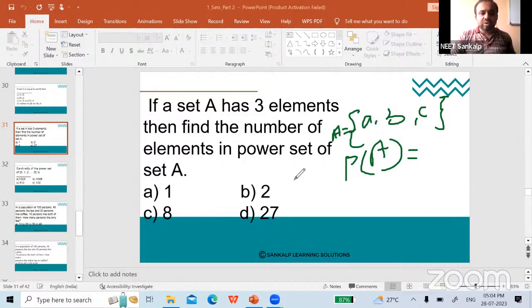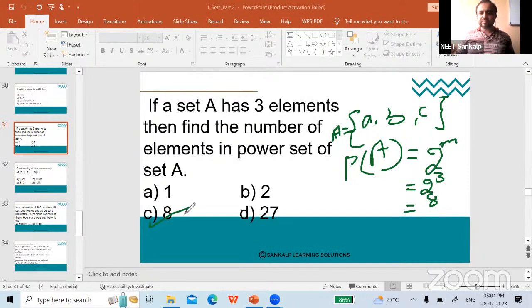So here 3 elements are there, and the power set always indicates what? 2 raised to m. Last class we learned that. So 2 raised to m means 2 raised to the number of elements. How many are there? 3. So 2 raised to 3 is how much? It is 8. So 8 is the answer. So C is the correct answer for this.